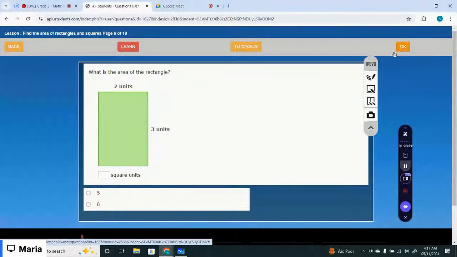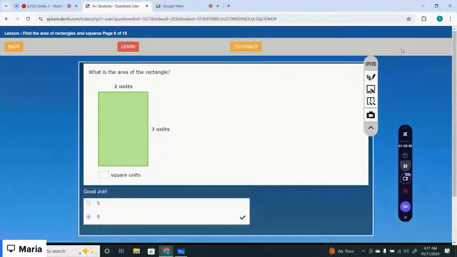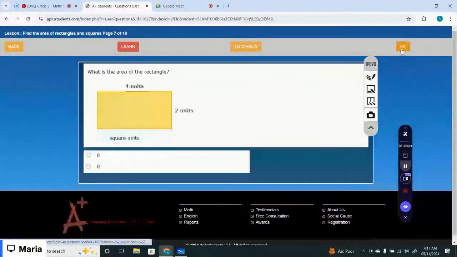That is 3 times 2 is 6. Option number 2 is the correct option. That's 6 square units. What is the area of the rectangle? Which is the correct option?